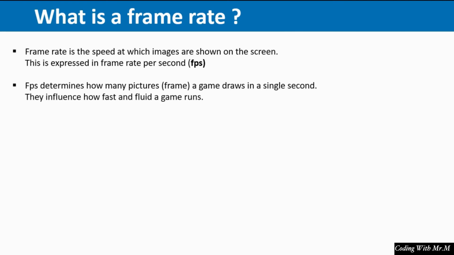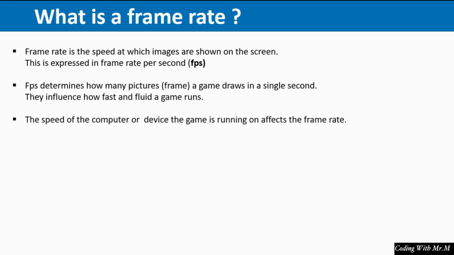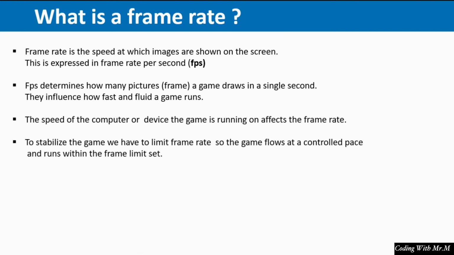You can also have unstable frame rate. The speed of the computer or the device that the game runs on can affect the frame rate of the game. So the game would look and feel inconsistent if you have a frame rate that is not stable. To stabilize the frame rate, we have to set a frame rate so that the game flows at a controlled pace and runs within the frame limit that has been set.